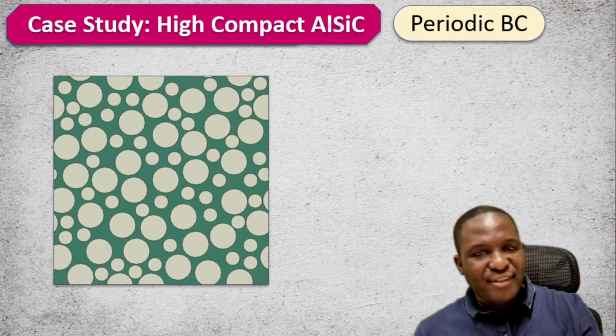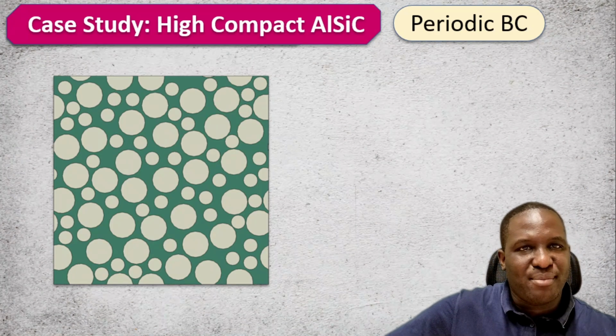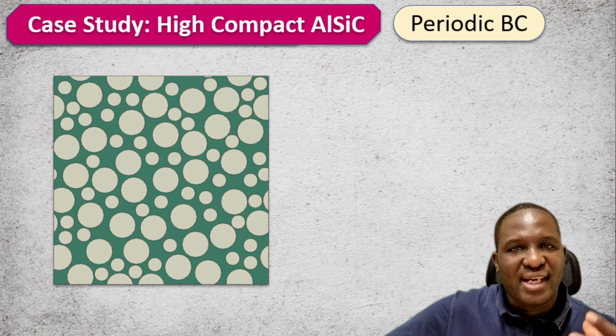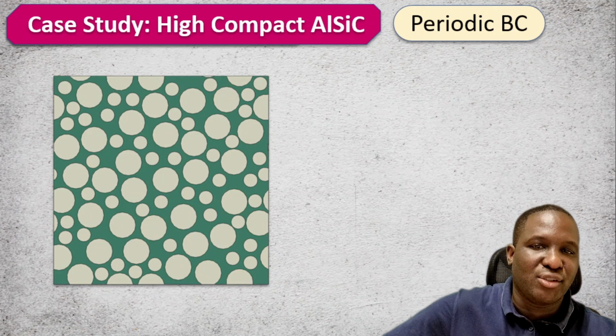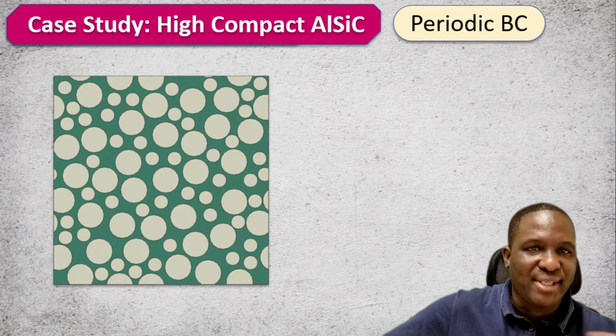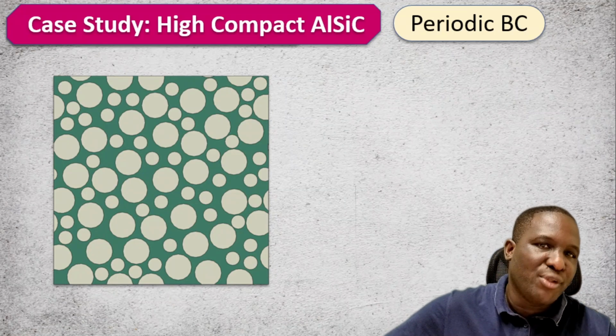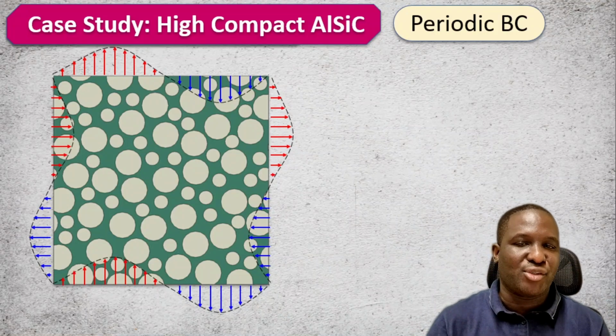Now, the final thing that I want to do also, because of the nature of the domain and the idea of trying to minimize the effect of boundary condition, I decided to use a periodic boundary condition to do this 2D simulation on this highly compacted aluminum silica particle reinforced composite. And so what does that mean? Basically, I should allow the domain to show a periodicity of deformation.